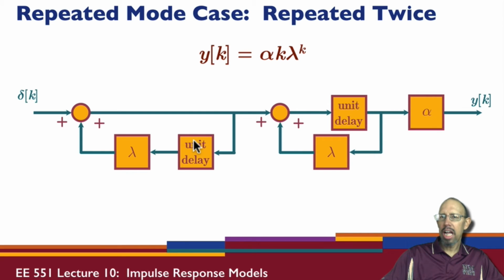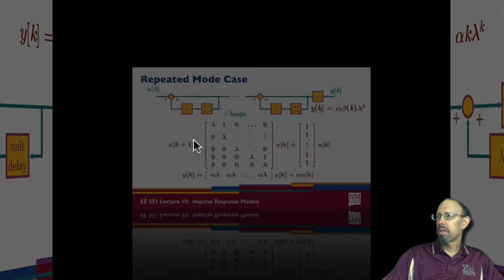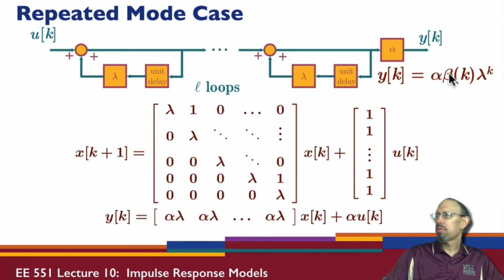If I string together L of these loops, this is what I get. And notice that I get a Jordan form. So, repeated eigenvalues is associated with a defective A matrix. Okay, a matrix that gives a Jordan form, not a diagonal form. So notice here I have ones appearing here, the way this is written, alpha lambdas, and so forth.